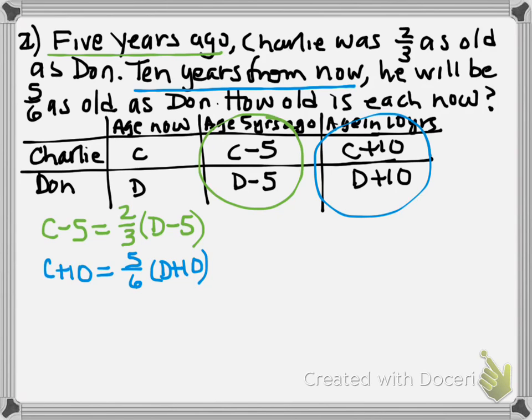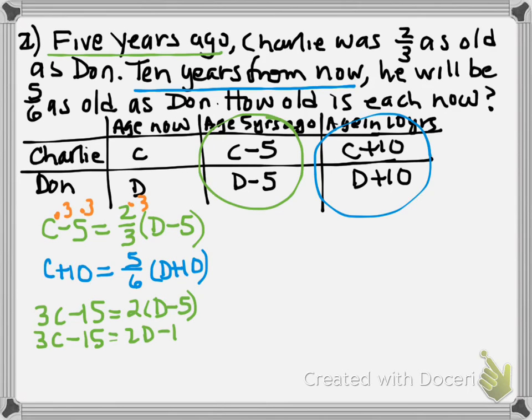So on the first one, there's only one denominator, 3, so I'm going to multiply everything by 3. So that top equation now becomes 3c minus 15 equals 2 times the quantity d minus 5. And since I know I can't do anything with parentheses, I'm going to go ahead and distribute. So I get 3c minus 15 equals 2d minus 10. Okay? So I'm going to temporarily leave that guy, and I'm going to go look at the second equation.